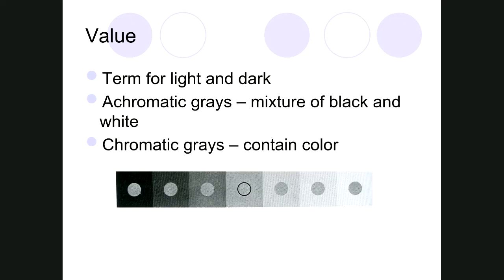So like I said, value is the term we use to describe light and dark in artwork. Achromatic is another word we use to describe color schemes without color, and that's what that word means. The prefix a means without, and chroma means color or hue. So an achromatic color scheme would be black and white or browns, like neutrals as well. And then chromatic grays would be grays that have color added to them.